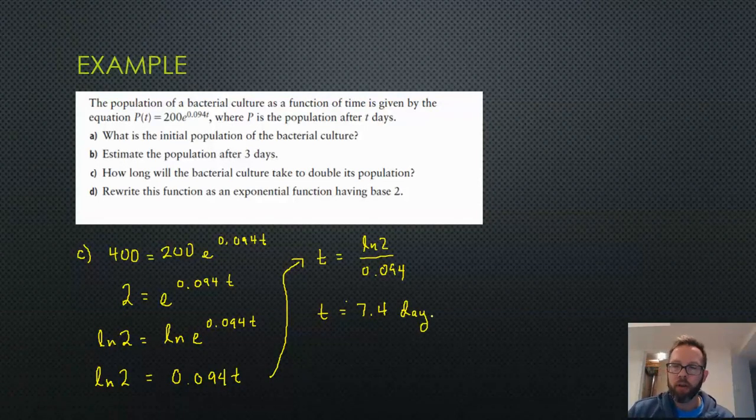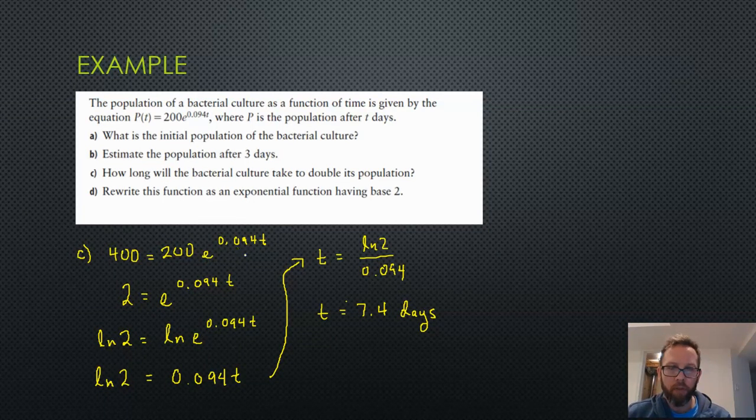And you could, if you wanted to, check that answer and plug 7.4 into that original function, see if you get roughly 400. So that's an example of how we can solve an exponential equation where the base is e using the natural logarithm. So you guys now have that in your toolbox.